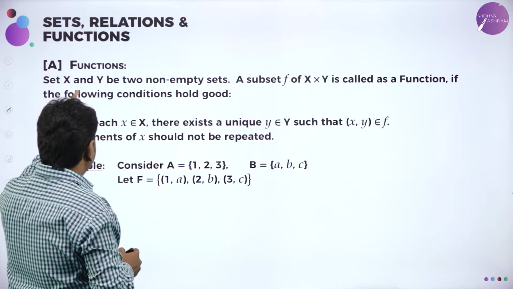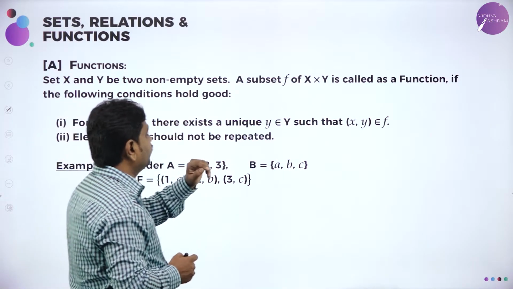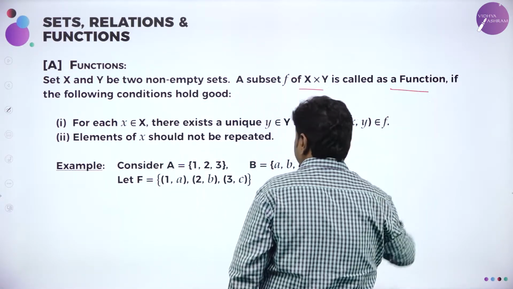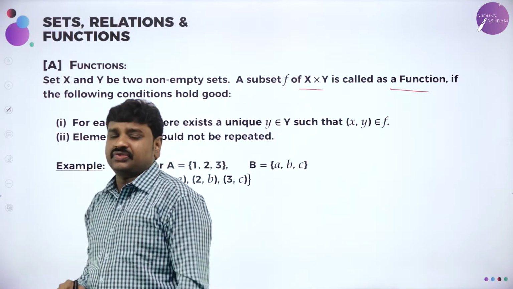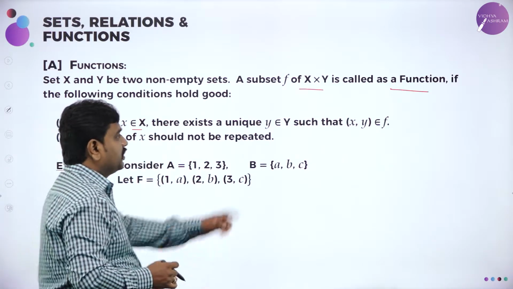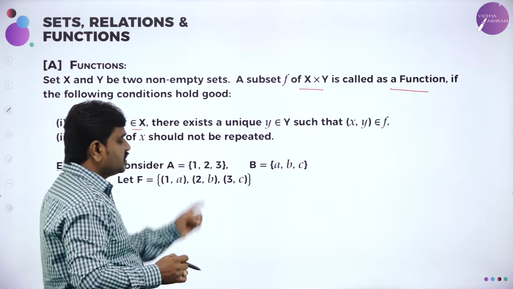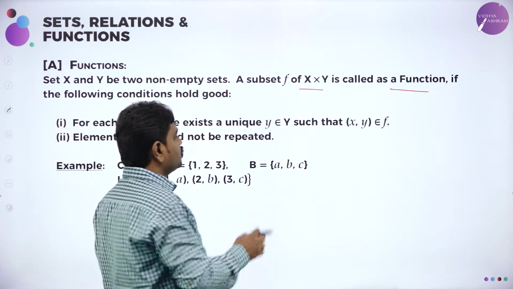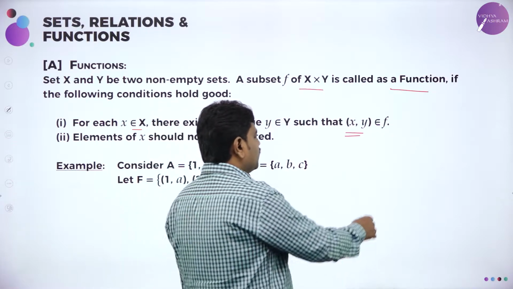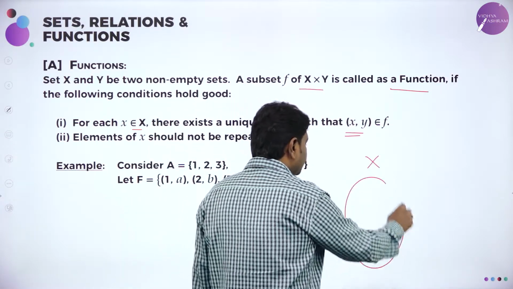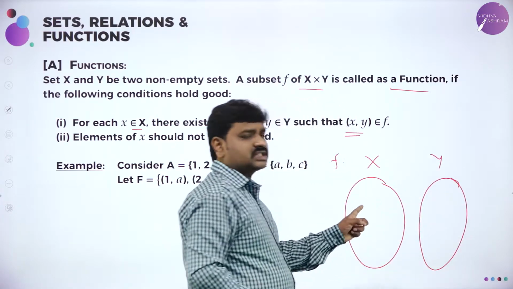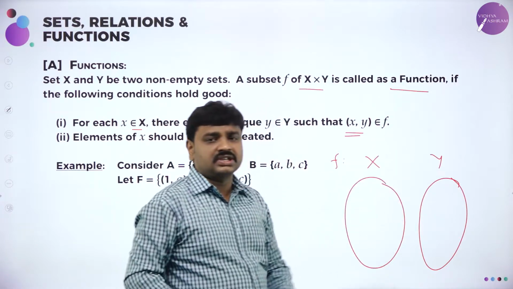So now this is the key concept for any function. See here, set X and Y be two non-empty sets. A subset f of X cross Y is called as function if two conditions are satisfied. Condition number 1, for x belonging to capital X, the first set, there is a unique value y belonging to Y such that order pair (x, y) belongs to function. For example, we read this as f maps X to Y. X, the first set, is called as domain, Y, the second set, is called as codomain.